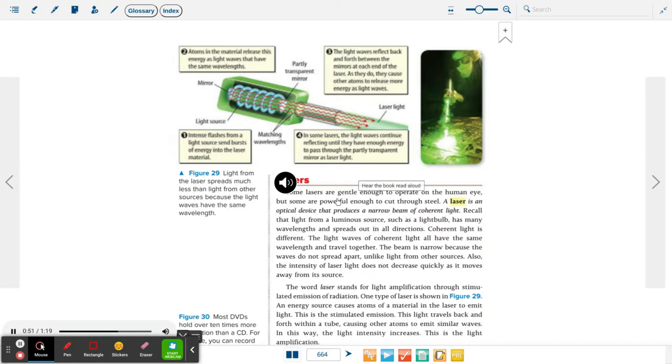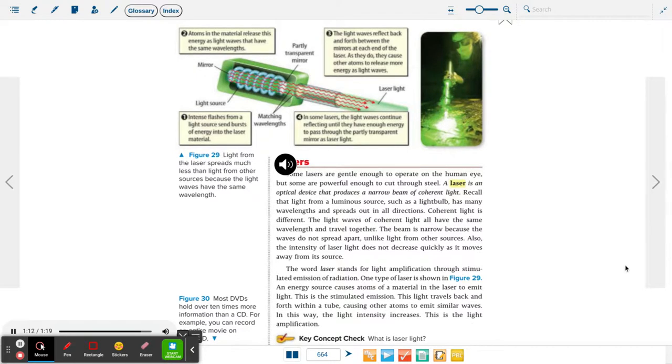One type of laser is shown in Figure 29. An energy source causes atoms of a material in the laser to emit light. This is the stimulated emission. This light travels back and forth within a tube, causing other atoms to emit similar waves. In this way, the light intensity increases. This is the light amplification. Key concept check. What is laser light?